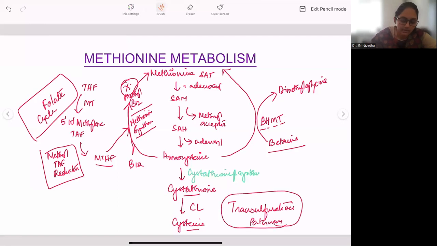Yes, and this homocysteine conversion to methionine is the remethylation pathway. Because you're adding the methyl group to homocysteine and forming methionine. So this is about methionine metabolism.